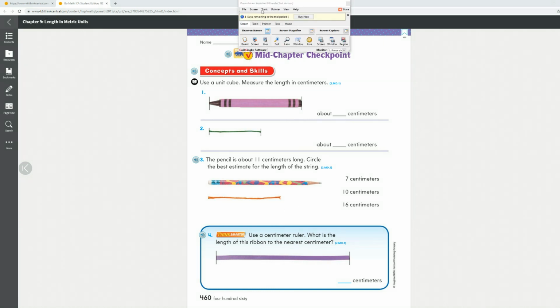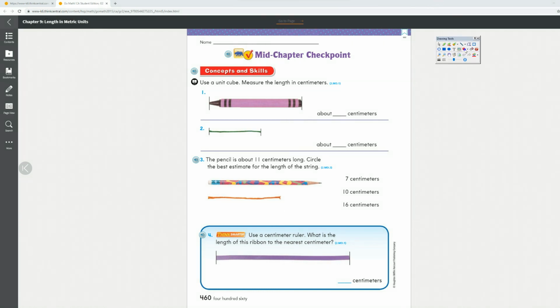Alright class, let's go over the answers. So for number 1, you should have about 9 centimeters. For number 2, you should have about 5 centimeters. For number 3, you should have circled 7 centimeters, right? Because it couldn't be 10 centimeters because that would be a little bit smaller. 16 centimeters would mean that the string is bigger than the pencil. So 7 is the only reasonable option here. Number 4 is 13 centimeters.